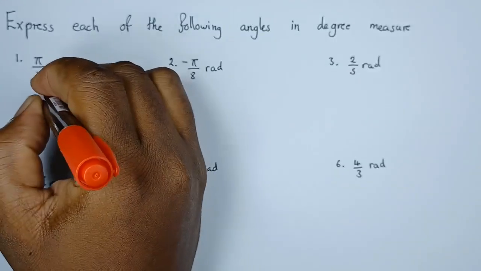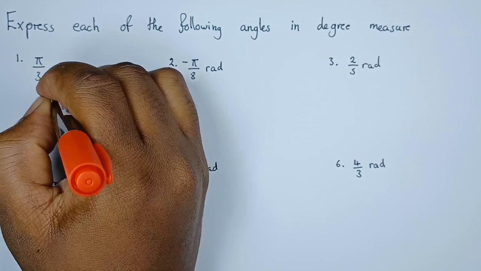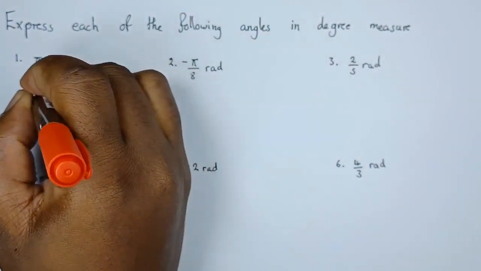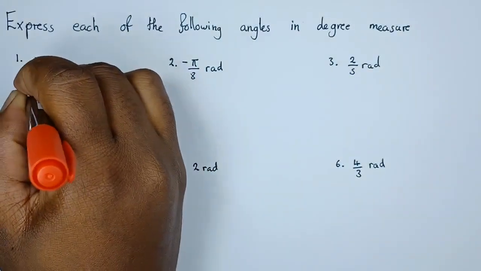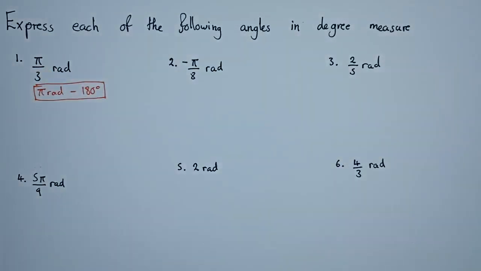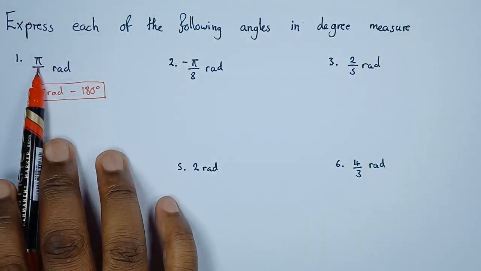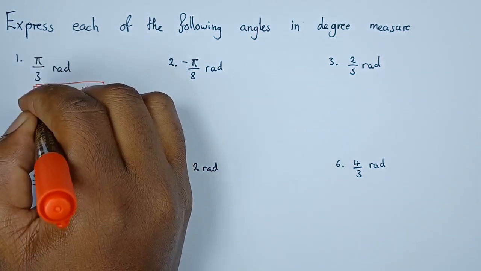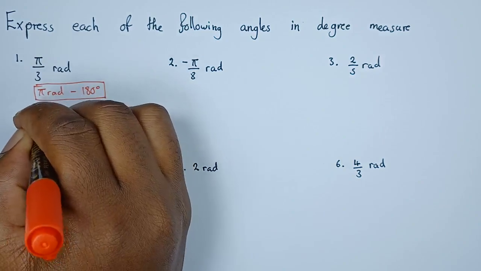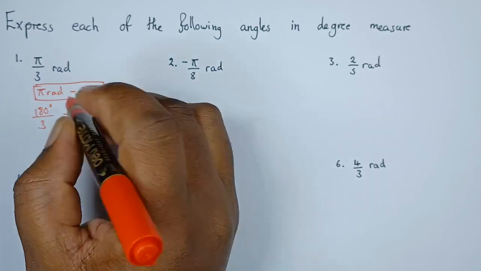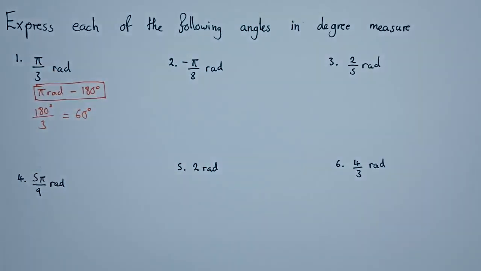We know that pi radian, or pi rad, is equivalent to 180 degrees. This is the conversion factor. So wherever you see pi, just replace it with 180, then you have your answer in degrees. An example is the first one that we have here. Where there's pi, we replace it with 180, divided by 3, and this results in 60 degrees.